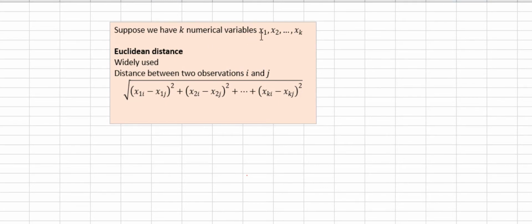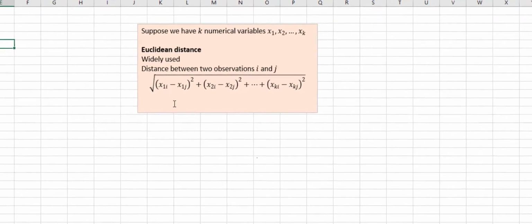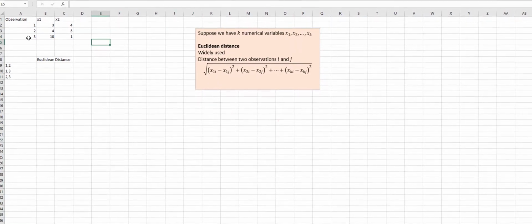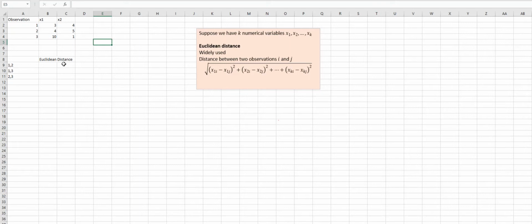So if you have k numerical variables x1 to xk, the distance between two observations i and j is calculated with this formula. Let me show you how to calculate Euclidean distance for observations 1, 2 and 3 we have on the screen. We are going to find Euclidean distance between all pairwise observations. So we have pairs 1 and 2, 1 and 3, and 2 and 3. Let's write the formula for Euclidean distance. In square root, we get x1 of the first observation minus x1 of the second observation, and then square. Plus x2 of the first observation minus x2 of the second observation, and then close the parentheses and square.